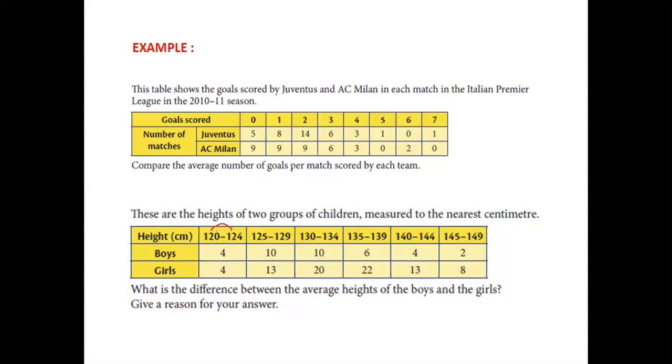The average of these two groups, okay, 122 times 4 plus the second group plus and so on. At the end of the operation, you'll divide by the number of boys. It was 36. Am I right? 36. Okay. And for the next group, the number of girls was 80. When you calculate to the end of the operation, you'll see which one is more or which one is less. What's the difference between the average heights of the boys and the girls? Give your reason for your answer.